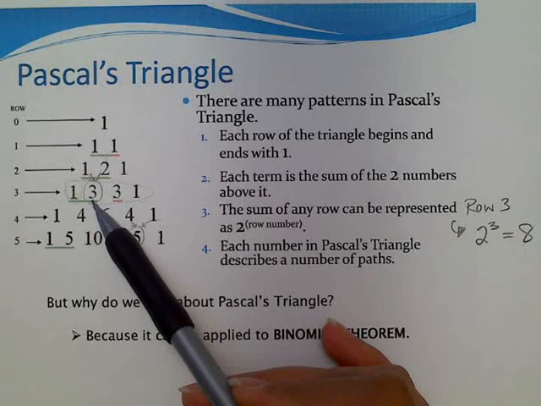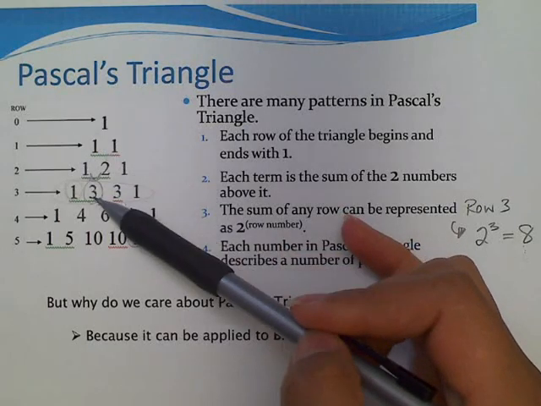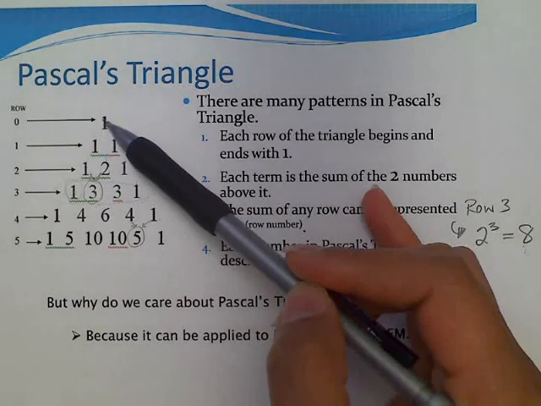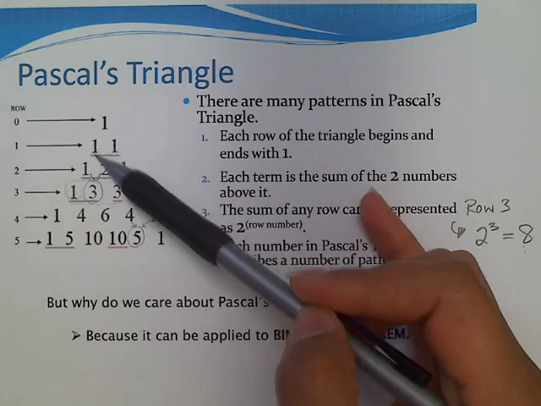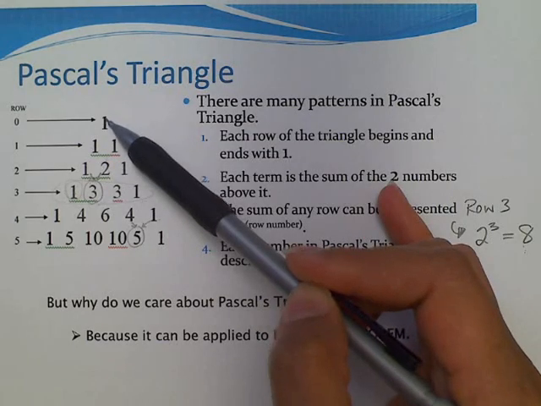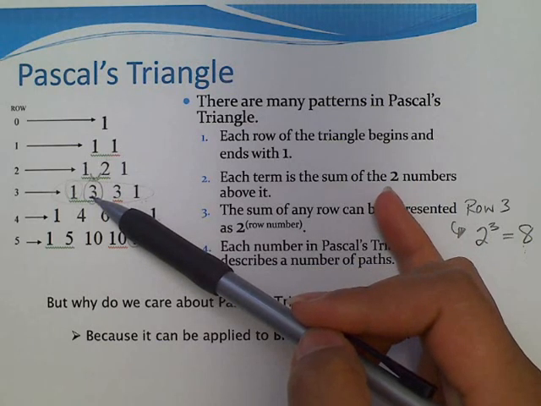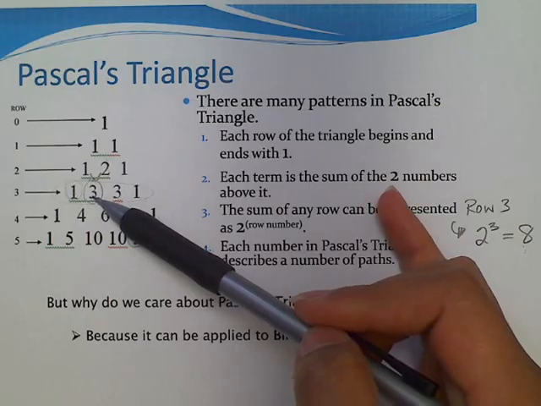What the 3 here tells me is that there are 3 different ways to get to that particular point in the triangle. Here's the first way, so moving along the left and then coming down to the 3. The second way is to move down 1, across to the 2, and then back down to the 3. And the last way is to go to the right 1 and then go diagonally across to the 3 again. So that 3 tells me that there are 3 different paths to get to that particular number.